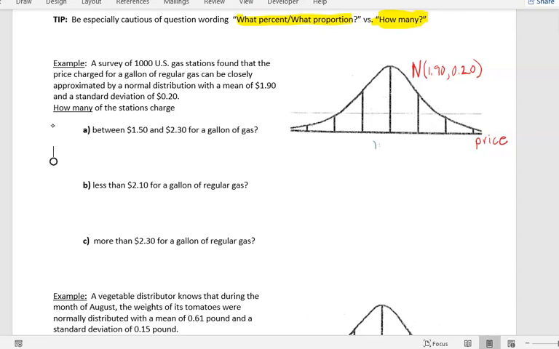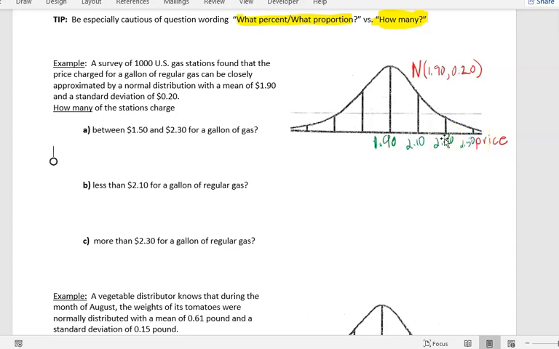The next thing I'm going to do is try to count out by standard deviation. So there's $1.90 in the middle, and I'm going to go up 20 cents. So one standard deviation up gives me $2.10. Another standard deviation up gives me $2.30. And then finally here at the top, I would have $2.50.